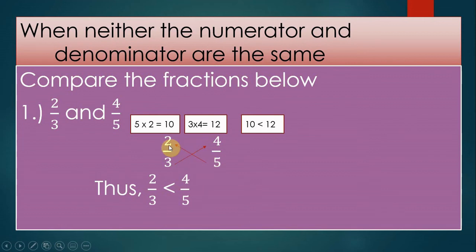Okay, 5 times 2, that's 10. 3 times 4, that's 12. And 10 is lesser than 12. So therefore 2/3 is lesser than 4/5.